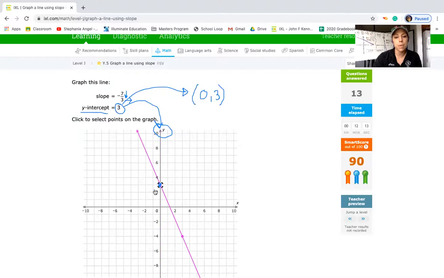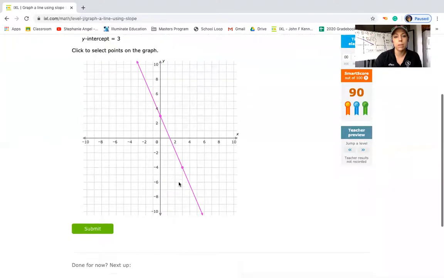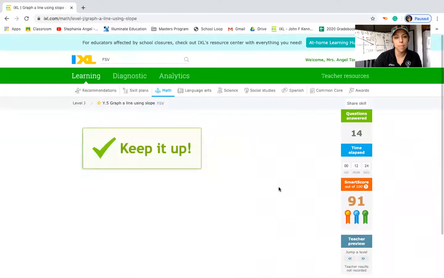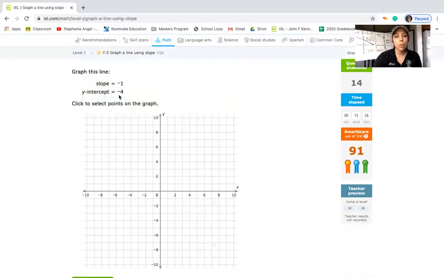So y-intercept means point on the y-axis, okay? Let me clear all that out. Look at that. That's a pretty steep line because, again, -7/3 is a pretty big negative number. Okay, same thing here, y-intercept of -4, that means on the y-axis, the point 0, -4. So I'm going here to 0, -4, and then a slope of -1.